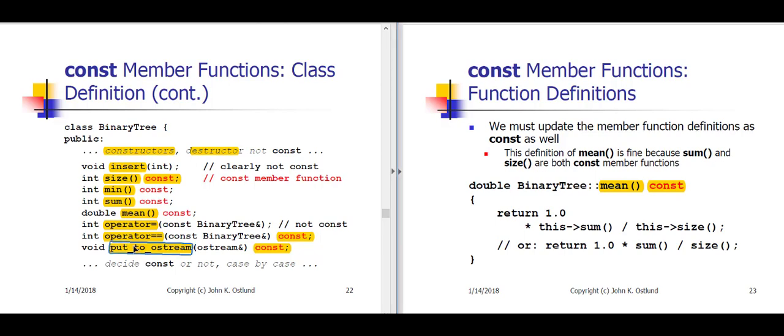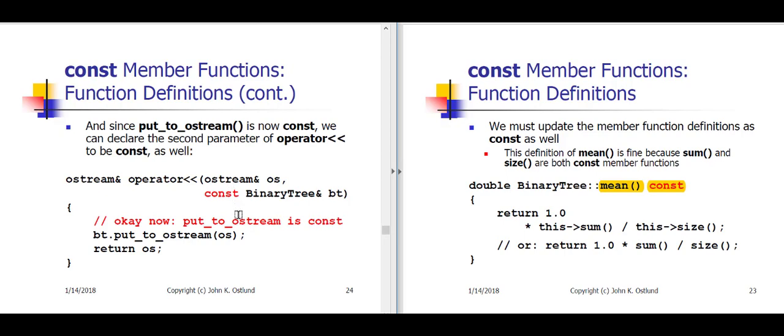Since we have now declared put2ostream as a const member function, and presumably we've also modified the definition of put2ostream to have the const keyword at the end of the declaration part, we can modify the definition of our overloaded insert operator to receive the second argument, that is the right-hand argument, to the insert operator as a reference to a binary tree const. This says that BT is a reference to a const, and because put2ostream is a const member function, when we invoke put2ostream on the object BT, this will compile and run successfully.